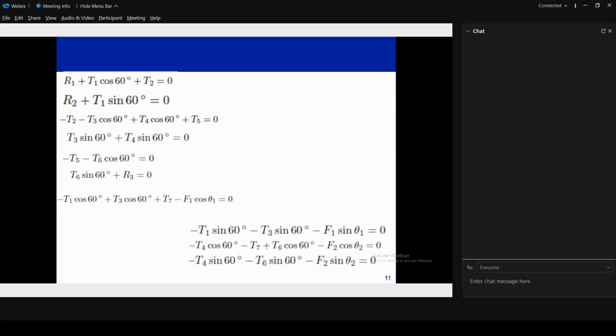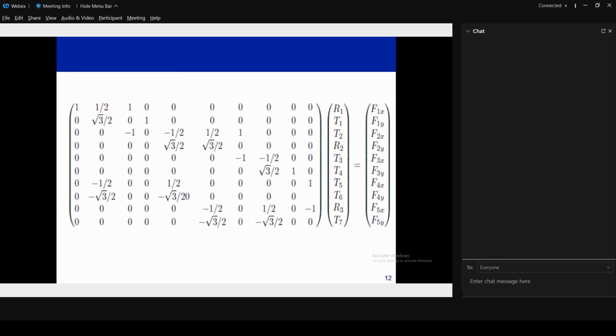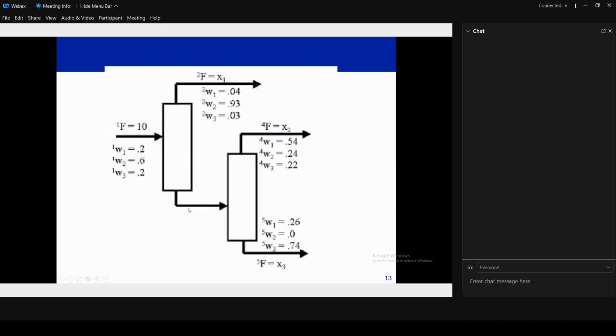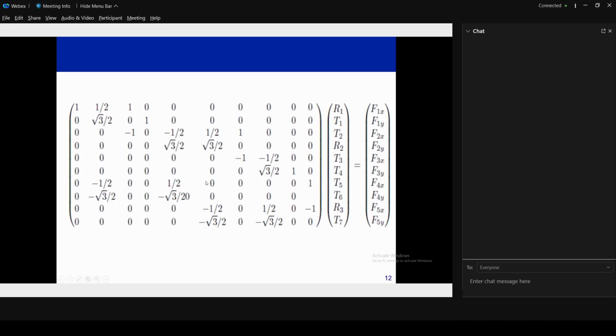So it's almost a linear set of equations, a linear algebraic set of equations. Correct? So we need to formulate the methodology. We know how to solve it. So here is the matrix, which is formed in the A. This is the A matrix. These are the B, and these are the C. Or sorry, AX is equal to B. And if we solve this, we can take the inverse of A and find out R1, T1, T2, R2, T3, T4, T5, T6, R3, and T7.